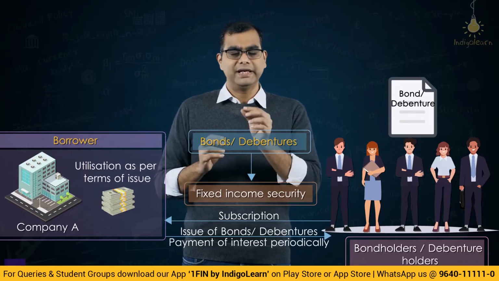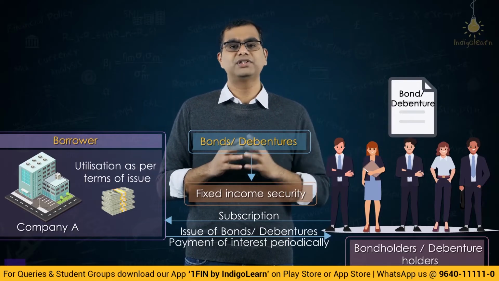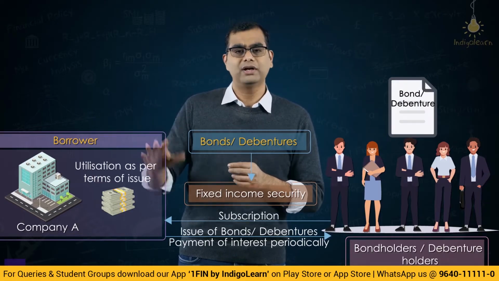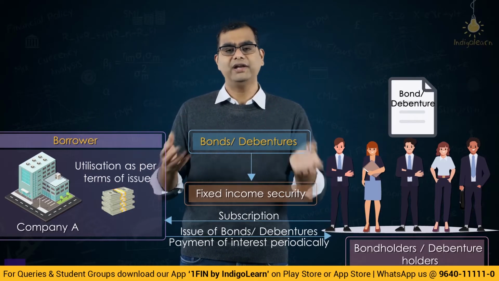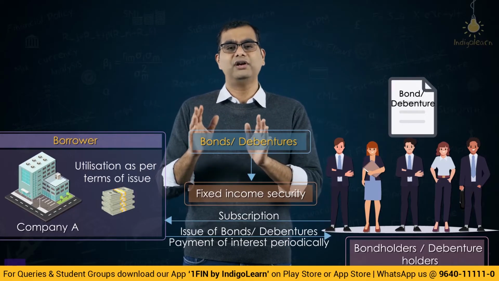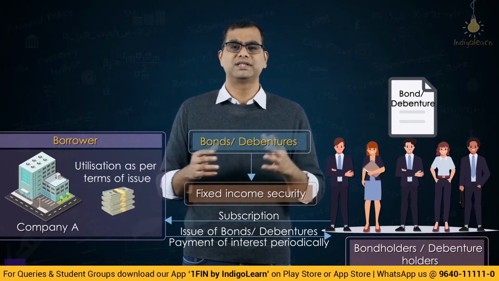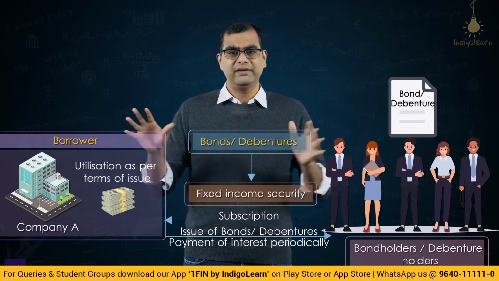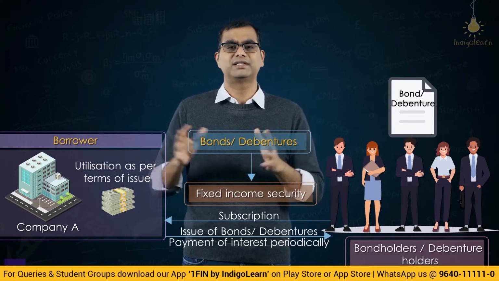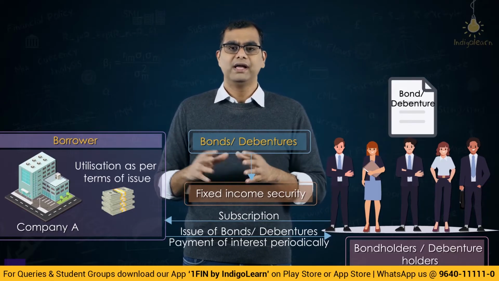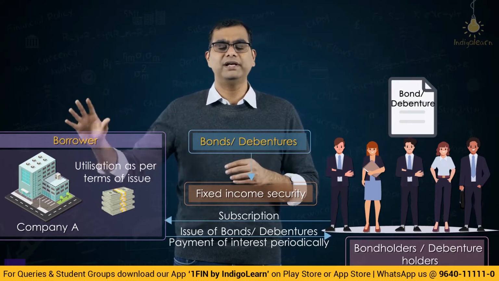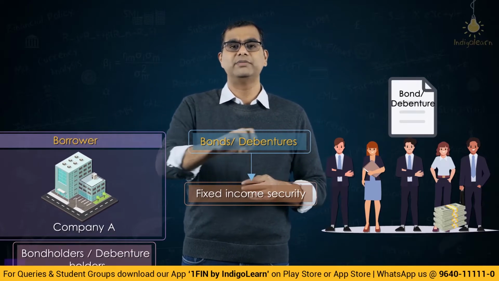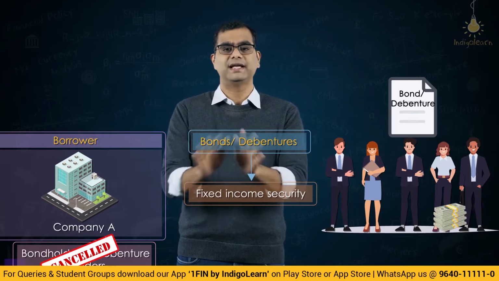The company keeps paying interest to the subscribers of this issue on a periodic basis. It can be monthly, quarterly, half yearly, or annually. More often than not, it is half yearly or annually. Sometimes you may see quarterly also. In very rare cases it could be monthly, but whenever a financial security is issued, usually it is semi-annual or annual, right? And at the end of the period, the company will repay the entire loan, and then these debentures or bonds are cancelled, correct?